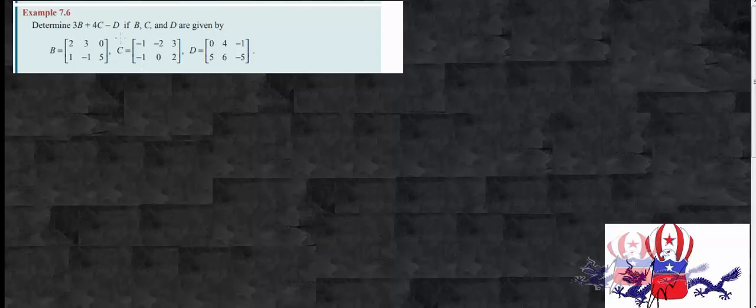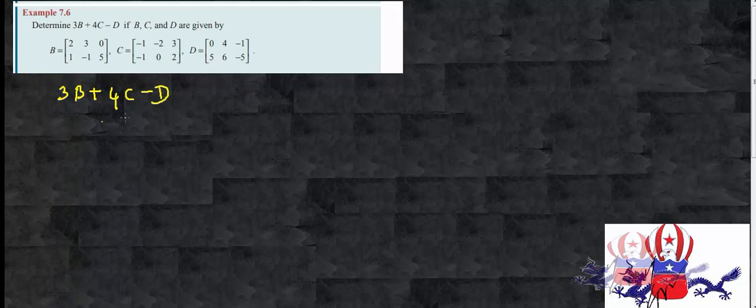Okay, we got example 7.6 now. We have matrix B as [2, 3, 0; 1, -1, 5]. Matrix C as [-1, -2, 3; -1, 0, 2]. Matrix D as [0, 4, -1; 5, 6, -5]. We are expected to find 3 times B, positive 4 times C, minus D.